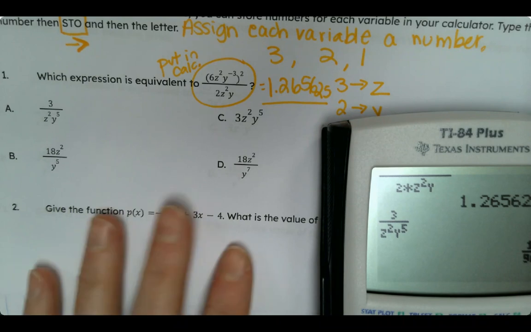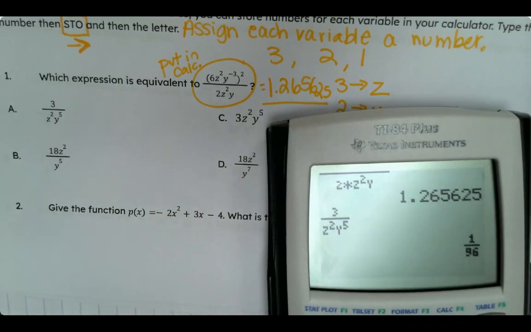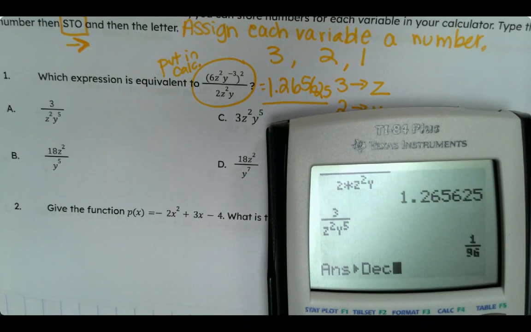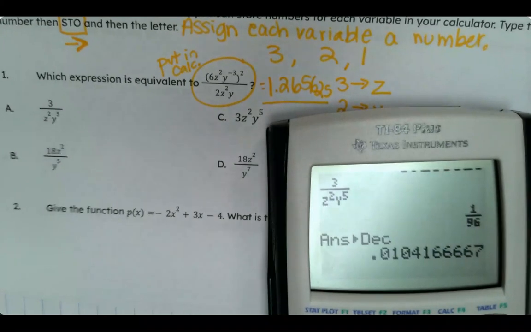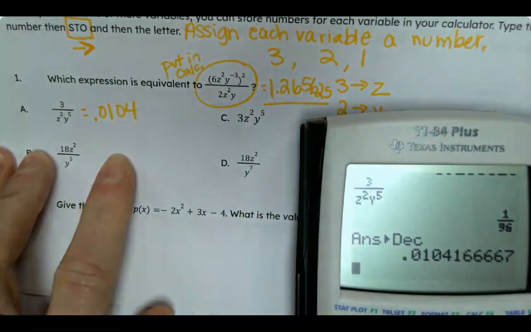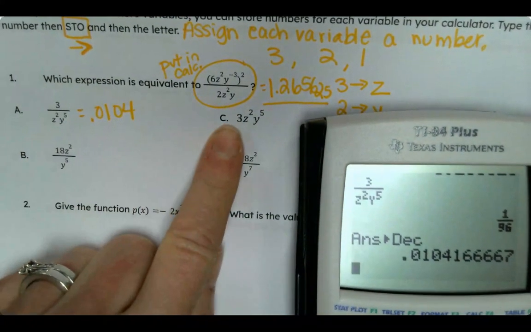So it gave me a fraction. So what I can do is I can go to math, and instead of fraction, I can go down to decimal. Change it to a decimal. So this is 0.0104. So that's not the answer.